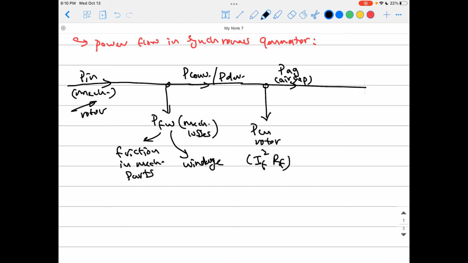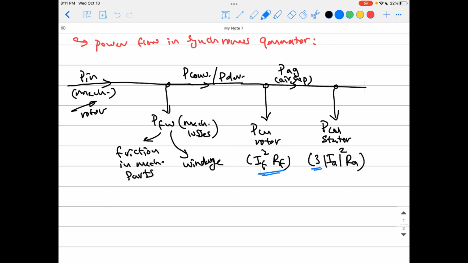Once this power goes to the stator, you also lose copper losses in the stator winding, because there is electric current moving in the stator winding. It can be calculated as 3 times I armature magnitude squared times R armature. Why 3? Because it's three-phase. Keep that in mind, that's important. We didn't do this with the field winding because the field winding is fed from a DC source. It's not three-phase, it's just one winding. So it's I field squared times R field.